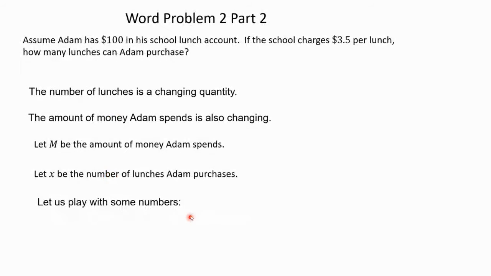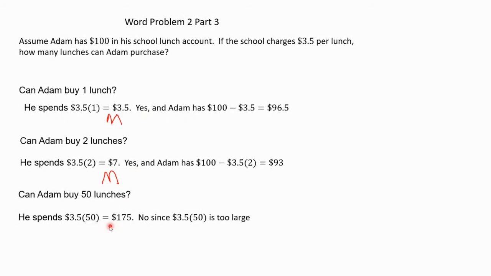Okay, well, if we go back to our notation, M is how much Adam spends, right? So we want to know when M equals $100. X is how many lunches he buys, and we're basically trying to find X such that M is $100, right? Because if X here were 50, M would be $175, which is too much. He doesn't have that much money, I mean.